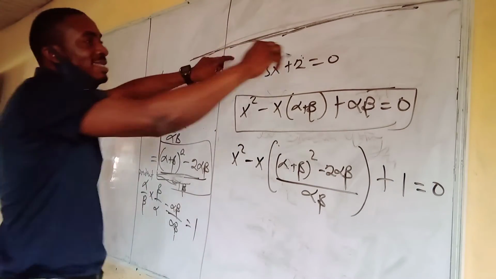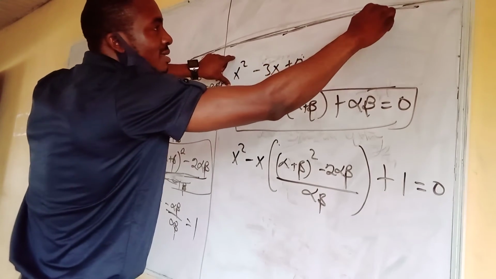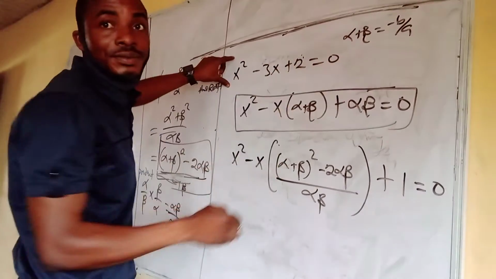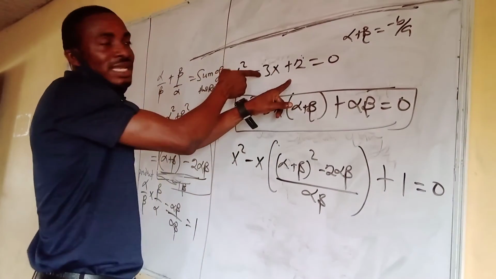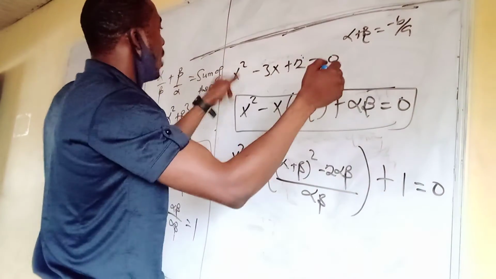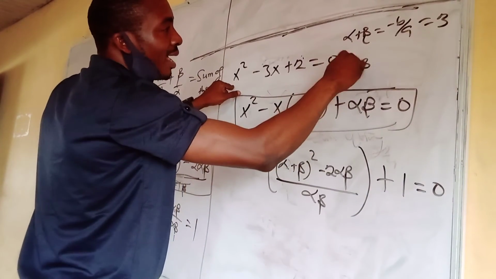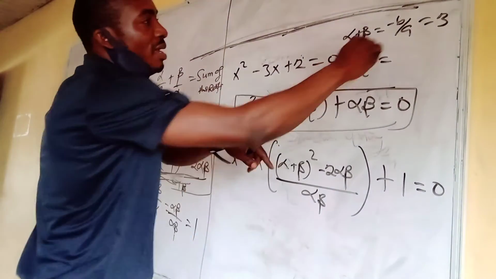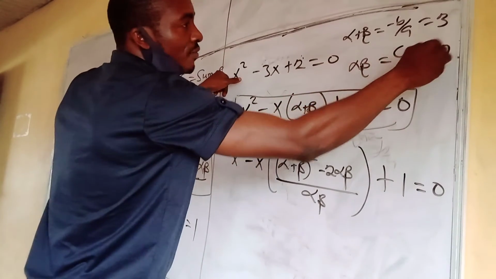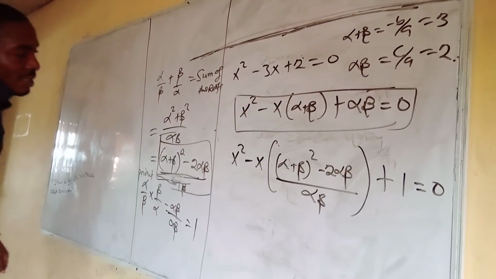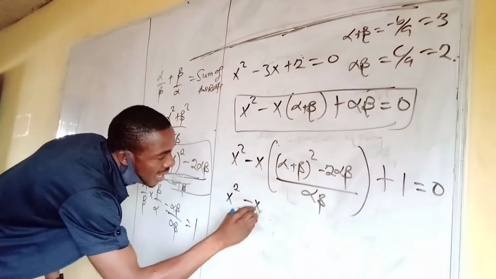If I go back to what I have obtained earlier, I said my alpha plus beta here is minus b over a, and that finally gives me minus b is minus 3, which is 3 over 1. I have this to be what? 3. And alpha beta, which is what? c over a. That gives me 2 over 1. I have 2. If I put this, I will have this at last.